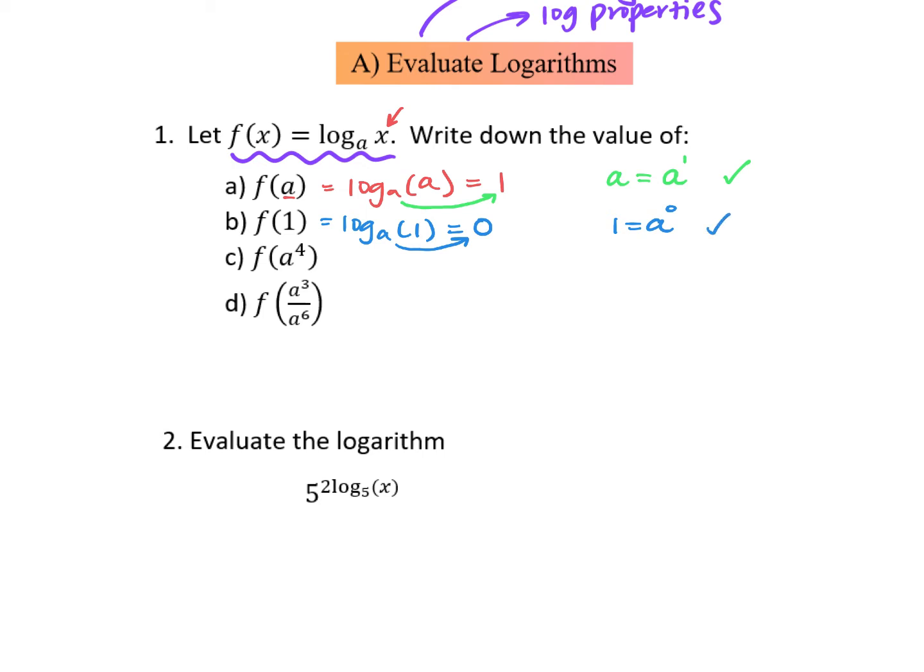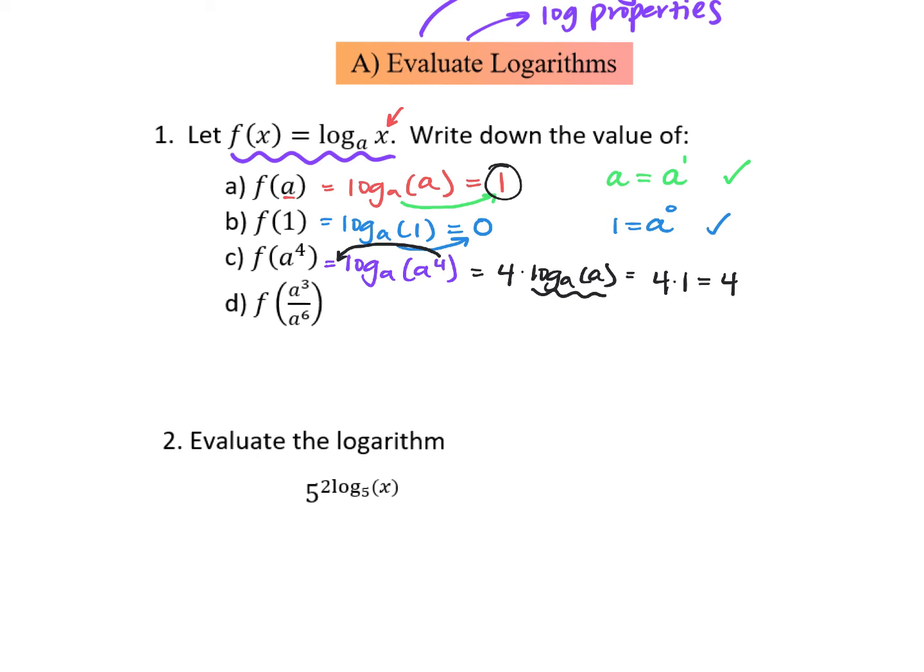Next up, we have log base a of a to the 4th power. A couple different ways you could approach this. One way is to use the log property that allows you to take that exponent on the argument and move it out in front as a coefficient. That gives us 4 times log base a of a. Since log base a of a we said was 1, this is 4 times 1, which is 4.